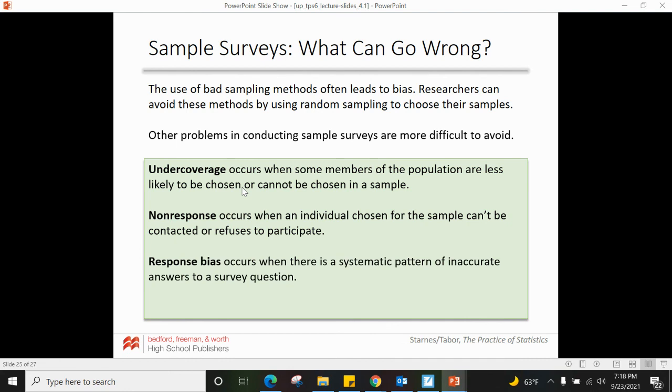And third is response bias. This occurs when there's a systematic pattern of inaccurate answers to a survey question. It's a very textbook definition. There's two major ways that response bias occurs. One is the wording of a question.